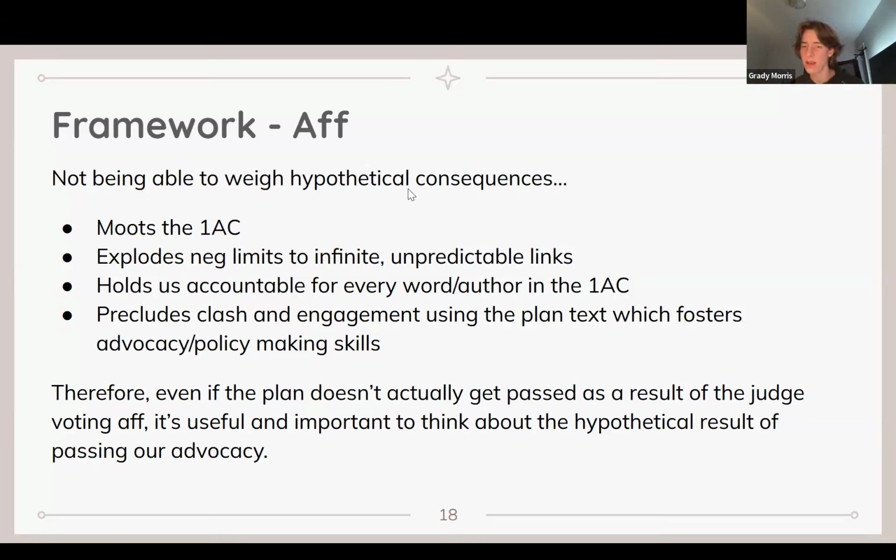Then a justification for why our model would be better is that it precludes clash and engagement, using the plan and education surrounding it would foster advocacy or policymaking skills. There are tons of evidence that people read that says that plan focus and weighing comparative worlds against each other produces the best education, because it means that people, whenever they go outside of debate, are able to know how the state operates and also are able to know how to put in legislation.